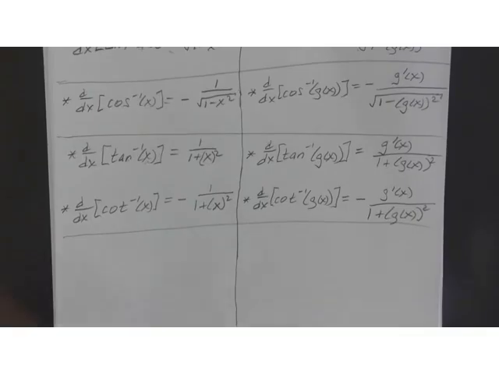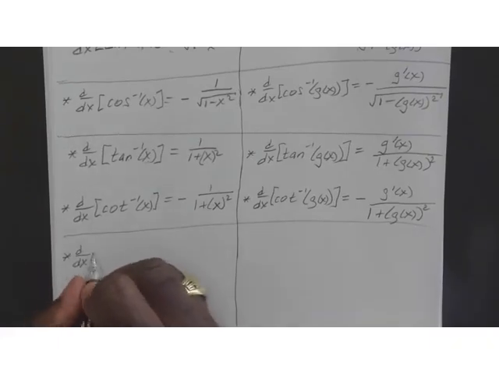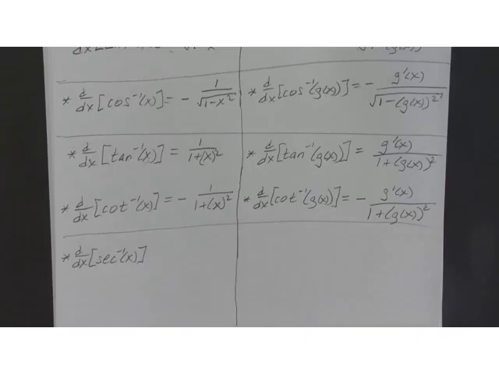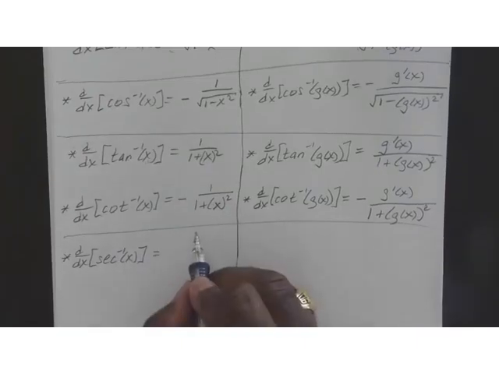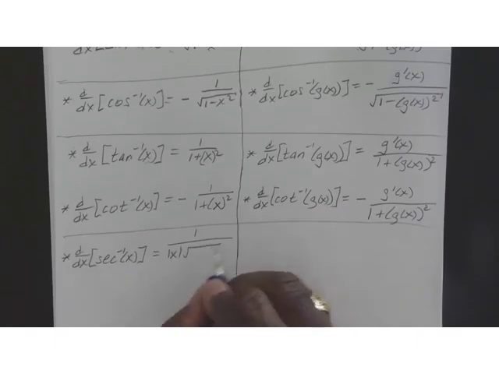Okay. So if we had the derivative of secant inverse of x, that's equal to 1 divided by the absolute value of x times the square root of x squared minus 1.